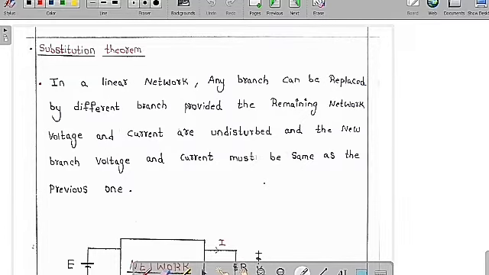Basically, the meaning of this is that you can replace any branch in a circuit with any other element. Even if you keep that new branch in that circuit, the voltage and the current of the remaining circuit shouldn't change. Then only we can say this is called the substitution theorem. It means in place of the original, we replace another branch, and the circuit still behaves the same. The voltage and the current across the remaining elements should be the same as before.